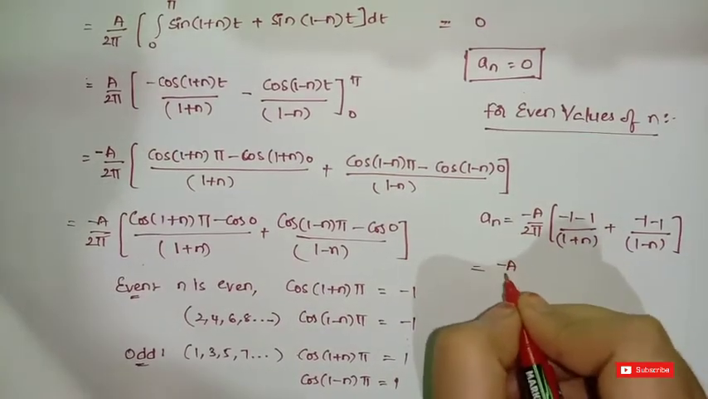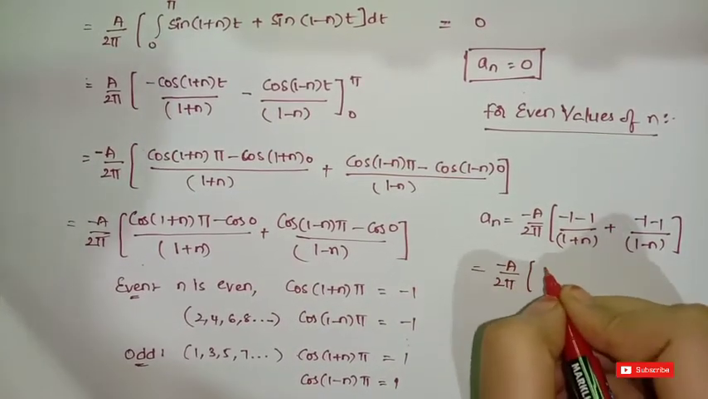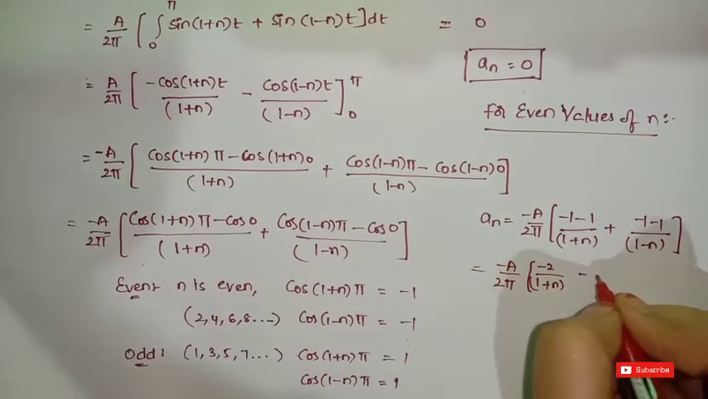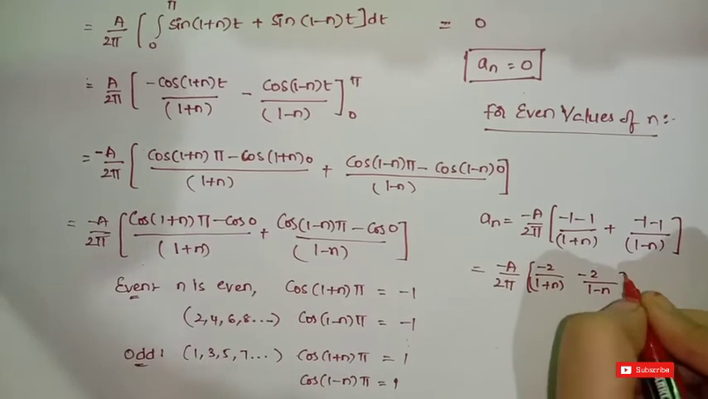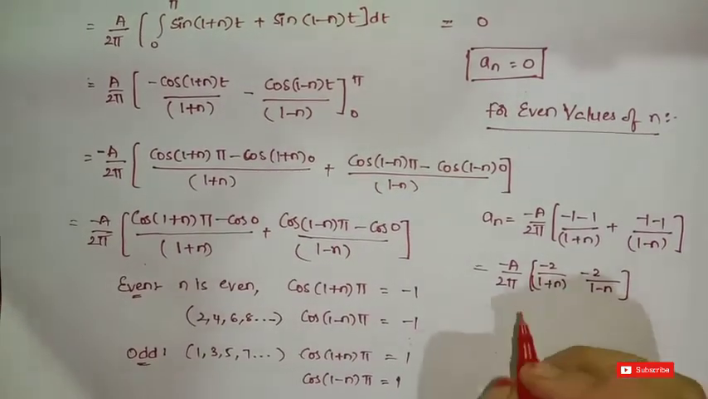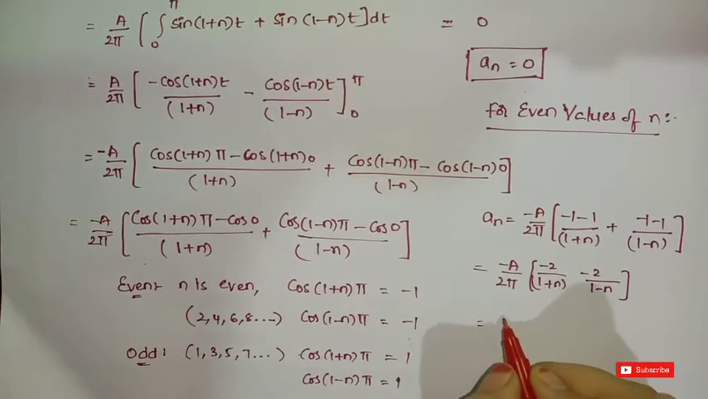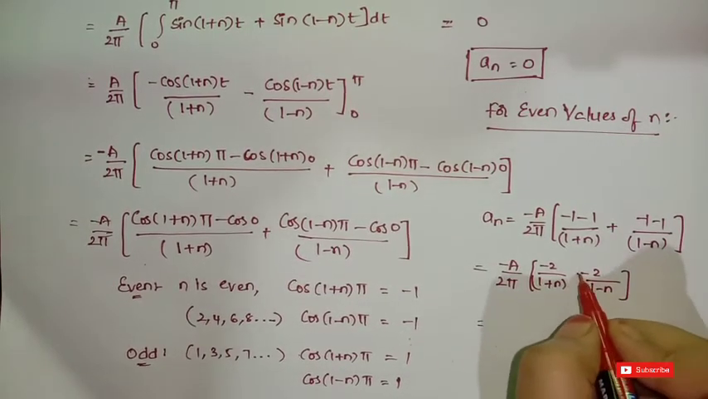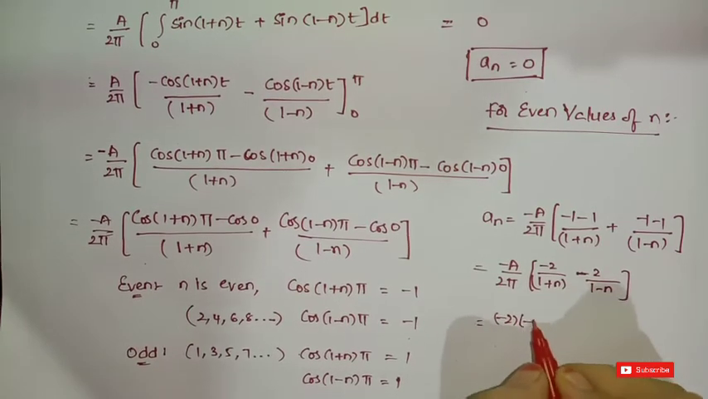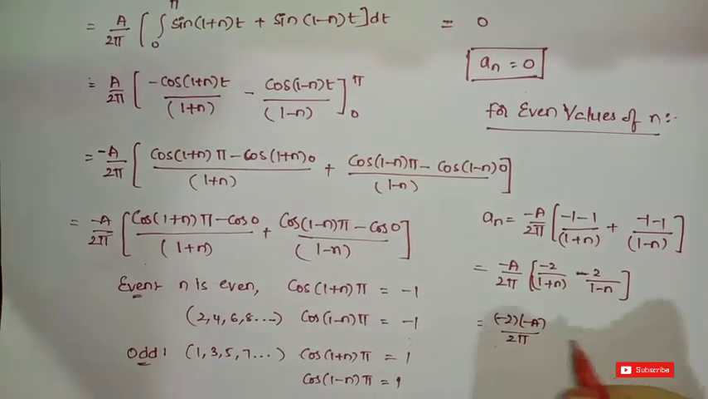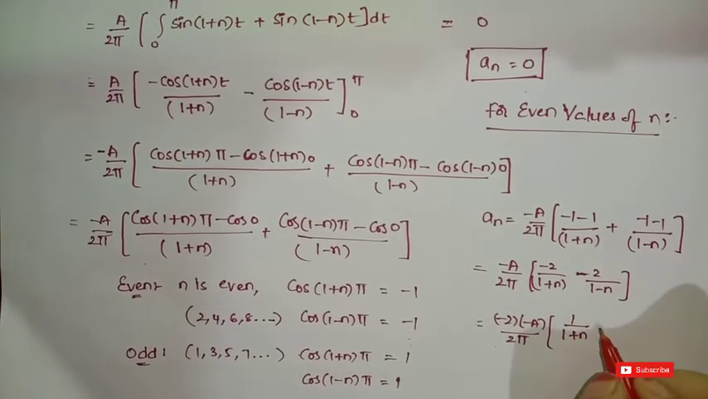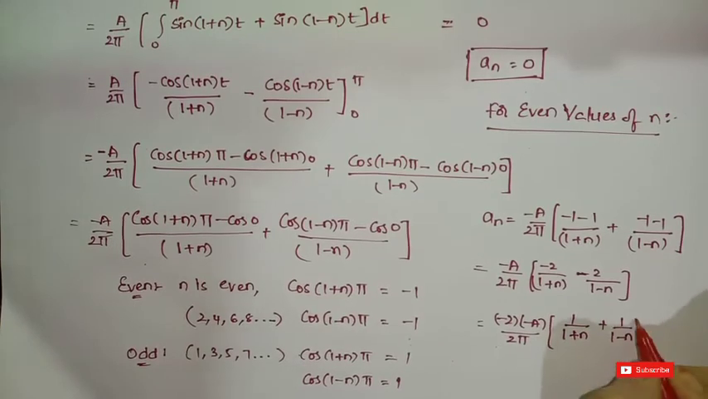This can be written as minus a by 2 pi into minus 2 by 1 plus n minus 2 by 1 minus n. If you take minus 2 common, minus 2 into minus a by 2 pi is equal to 1 by 1 plus n plus 1 by 1 minus n.